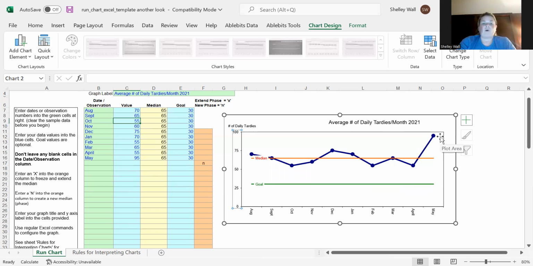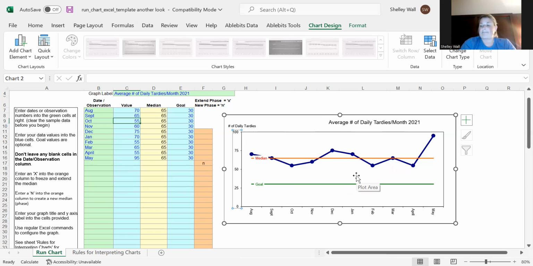So what does all this data mean? Well, first, before we even look at that, we need to determine why we are doing this, or state the purpose for doing this. And what we want to do is answer a question. And the question for this chart is, does the number of daily tardies change over the course of a school year? So we are looking for significant trends and patterns.